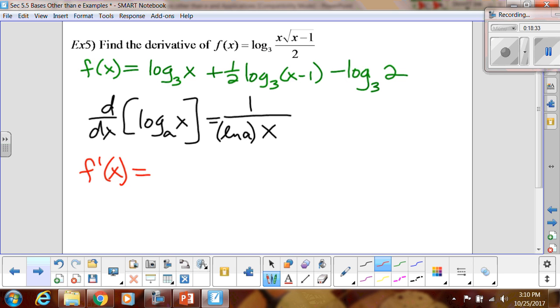So for this first term, I just have 1 over x times the natural log of 3. All right. And then in the second one, I'm still going to have that 1/2. And then I'm going to have my 1 on top. There we go. Then I'm going to have an ln of 3 in the denominator. And this time I don't just have 1 over x, I have 1 over x minus 1.